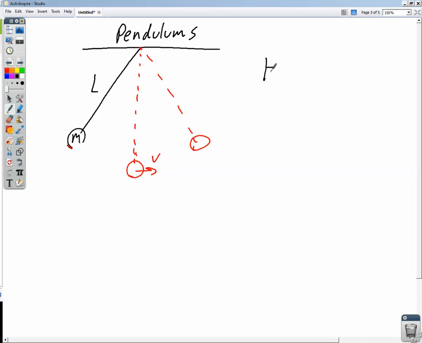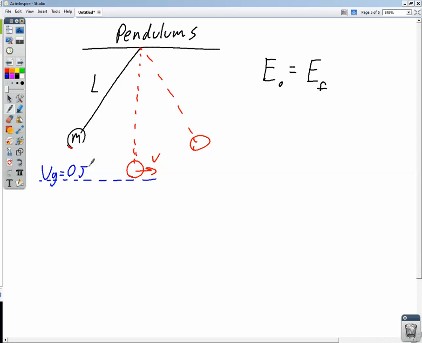We've got E initial is equal to E final. And we set our zero point of gravitational potential. I'm not going to set it at the ground because I don't know anything about the ground. I'm going to set it at that bottom point of the swing. UG is equal to 0 joules.